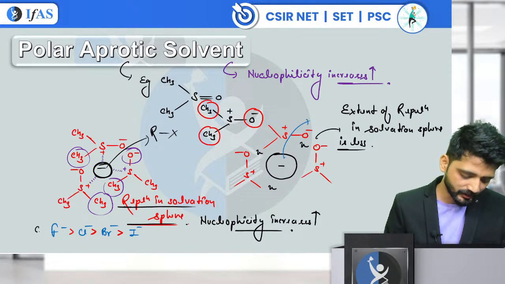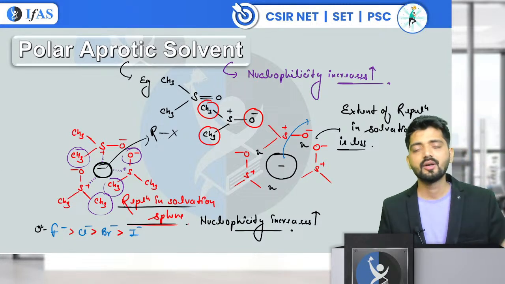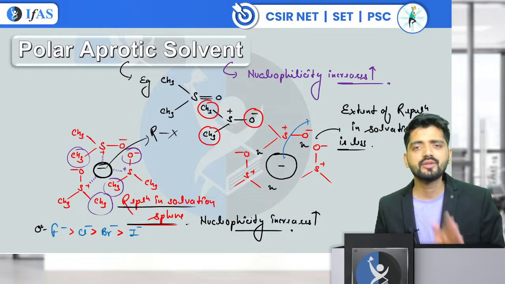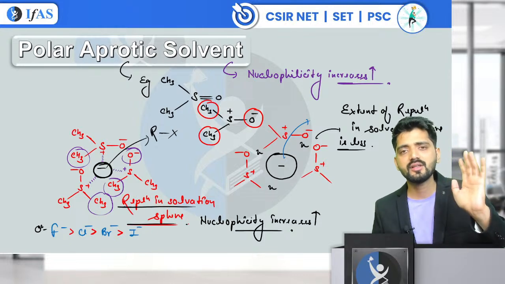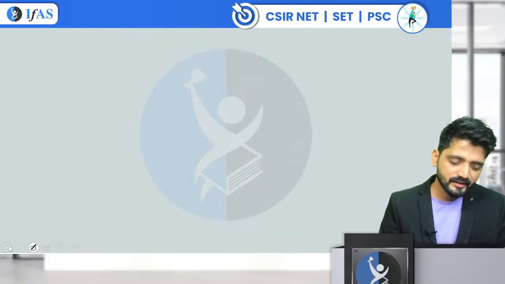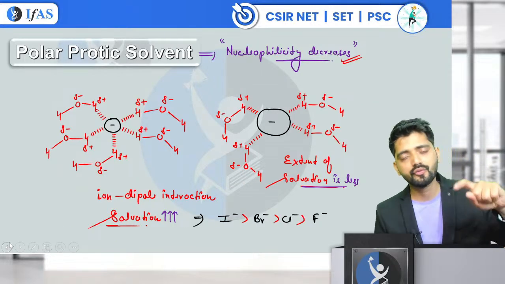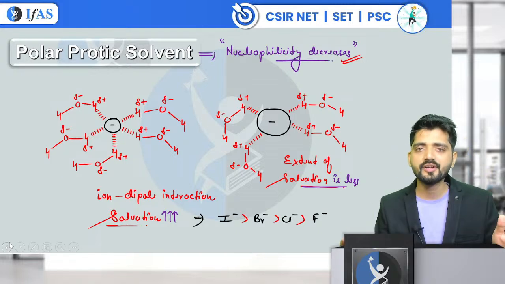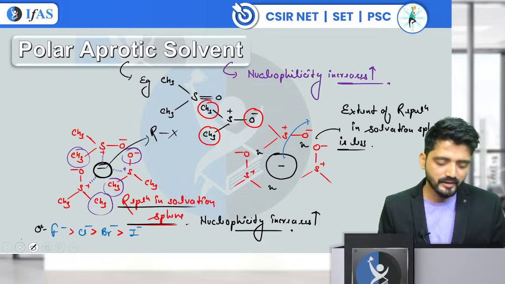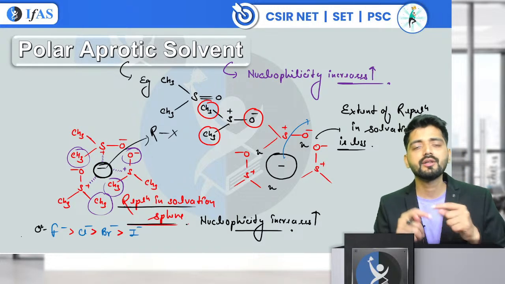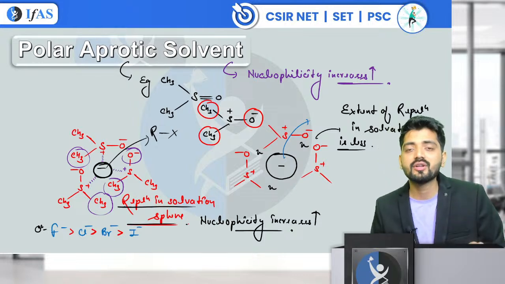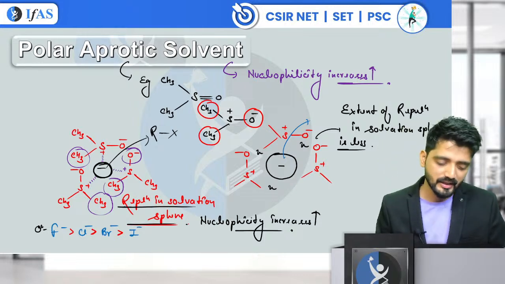Because sometimes it becomes confusing for you. So if nothing is mentioned, what are we going to consider? Then go with the simple rule that if the size increases, the nucleophilicity increases. So we know that in a polar protic solvent, nucleophilicity decreases, and the overall order is the same: a larger size anion is more nucleophilic. We also know that in a polar aprotic solvent, nucleophilicity increases. Now the things have turned: a smaller size anion is more nucleophilic.